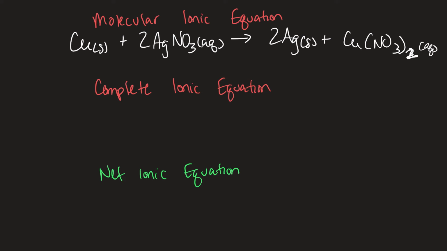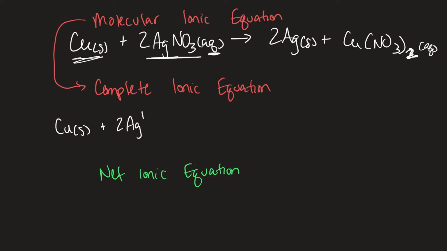Just like what we did last time, go from the molecular to the complete ionic equation. Anything that's aqueous, break it up into its respective ions. If it's not aqueous, leave it as is. So copper solid, leave as is, plus this silver nitrate solution. It's aqueous, so we're going to break this up.